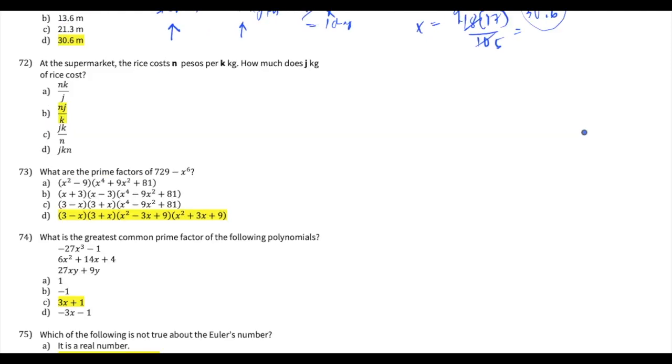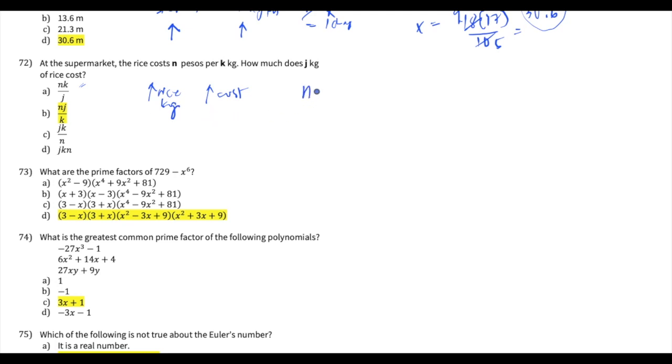Number 72. At the supermarket, the rice costs N pesos per K kilogram. How much does J kilogram of rice cost? So, ang hinahanap natin dito is yung cost. But this is just a ratio and proportion. I mean, direct or indirect na proportion. Pag more rice, syempre, mas mataas din yung cost. Okay, ito yung kilogram. So, kapag meron kang direct proportion, ibig sabihin, division.